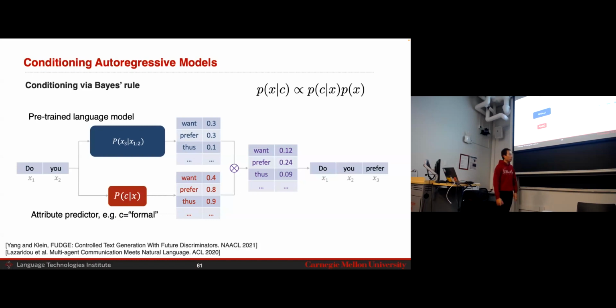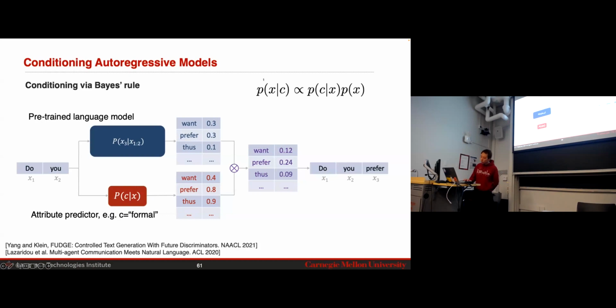So what this will look like is that I may have some words, like for example, "do you," prompting a language model. My language model may output a distribution over the next word. For example, want 0.3, prefer 0.3, the 0.1. That's what my language model outputs. And I can also train an attribute predictor that, for each of the possible words I want to predict, want, prefer, and thus, predicts how formal it is, right? Want is very informal. Prefer is a bit more formal. And thus, some people talk quite pretentiously. They use thus all the time. That is more formal, 0.9, right?